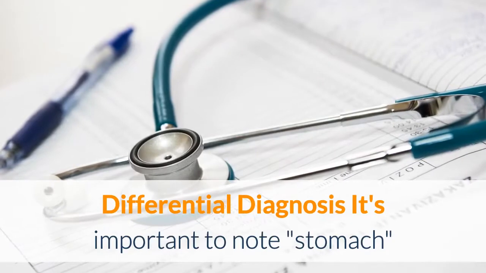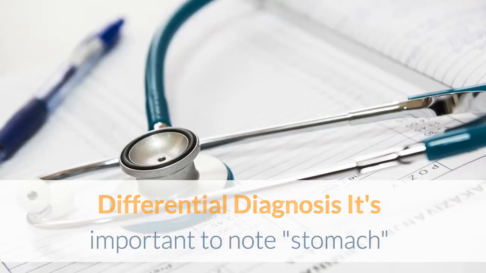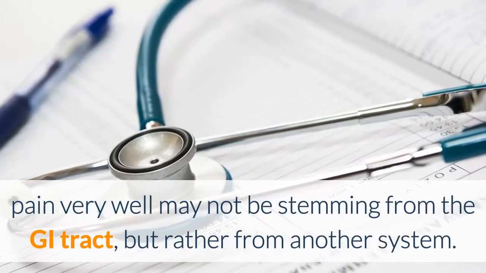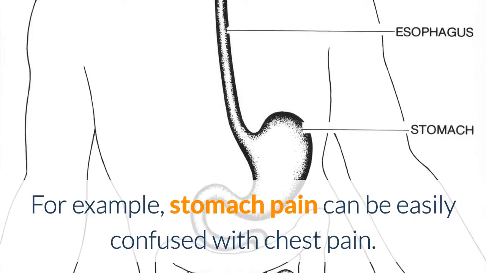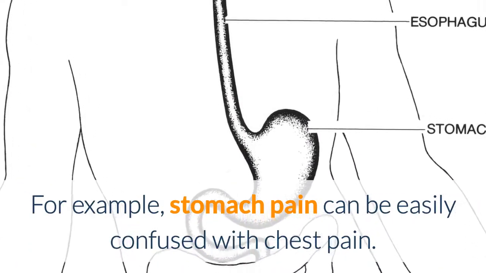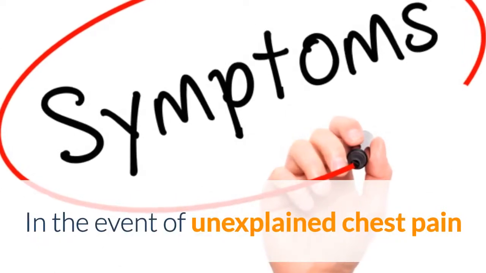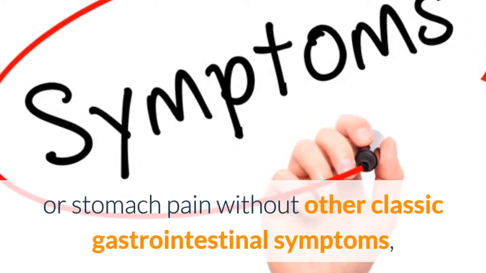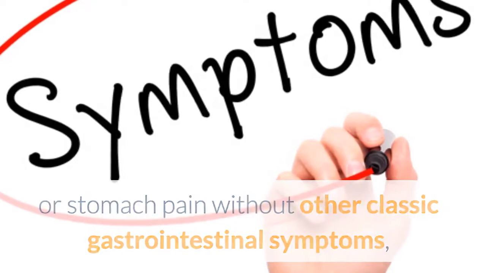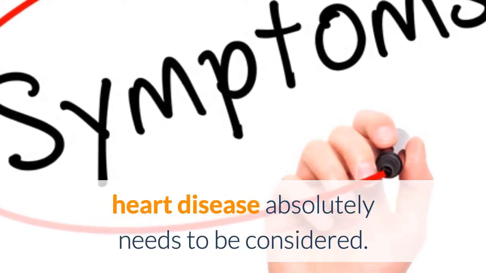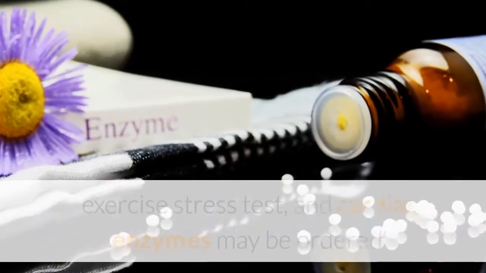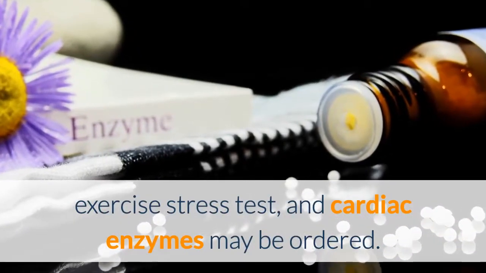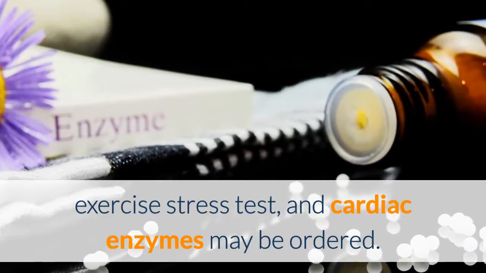Differential diagnosis. It's important to note, stomach pain very well may not be stemming from the GI tract, but rather from another system. For example, stomach pain can be easily confused with chest pain. In the event of unexplained chest pain or stomach pain without other classic gastrointestinal symptoms, heart disease absolutely needs to be considered. In this case, an electrocardiogram (ECG), exercise stress test, and cardiac enzymes may be ordered.